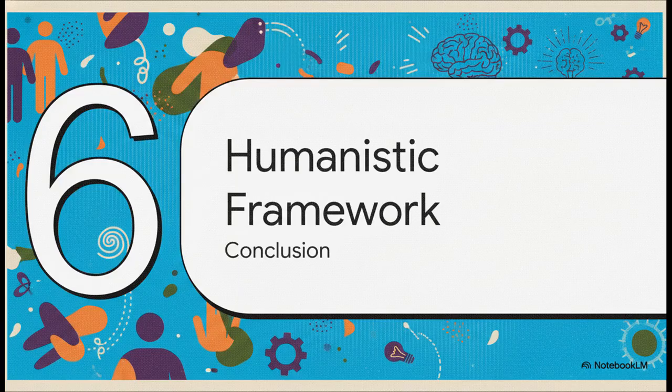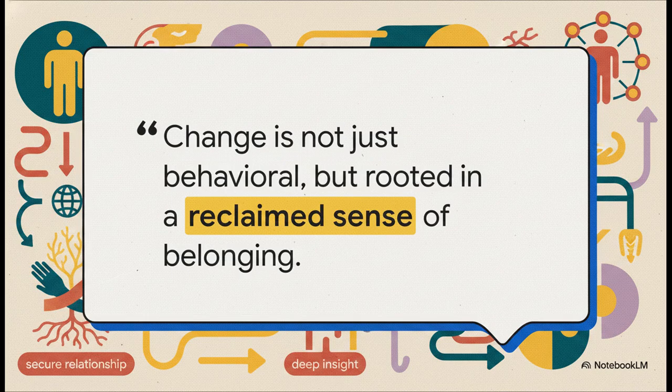And that brings us to our final section, Part 6, a humanistic framework, to conclude our journey. This really brings everything together into one powerful summary of the entire four-stage journey. It says, the 4 stages of Adlerian therapy provide a robust, humanistic framework for psychological growth. By moving from a secure relationship to deep insight and finally to social action, this model ensures that change is not just behavioral, but deeply rooted in a reclaimed sense of belonging and contribution.